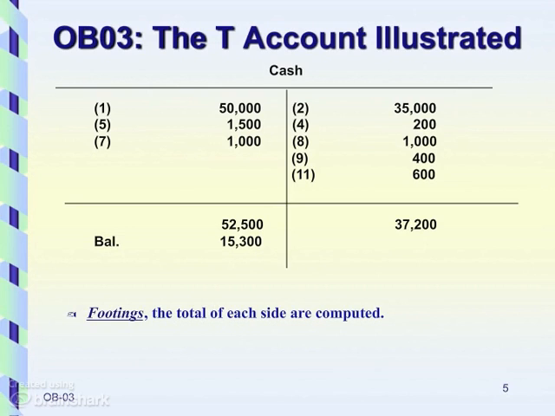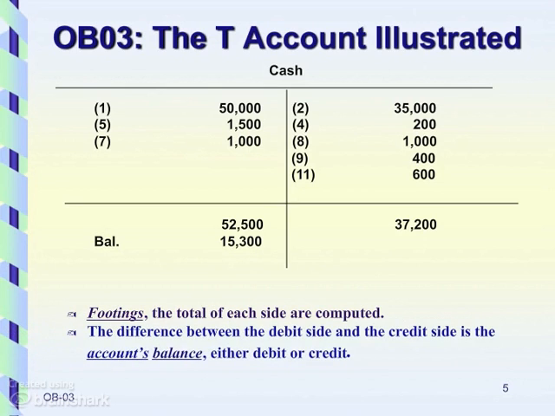If we add up all of the transactions on the left side and subtract the total of the transactions on the right side, we see that our cash account has an ending balance of $15,300. So by footing or totaling each side, we can take the difference between the debit side and the credit side to get the account's balance, whether it's a debit or a credit balance. This balance is the amount that would be maintained in the general ledger for that account.